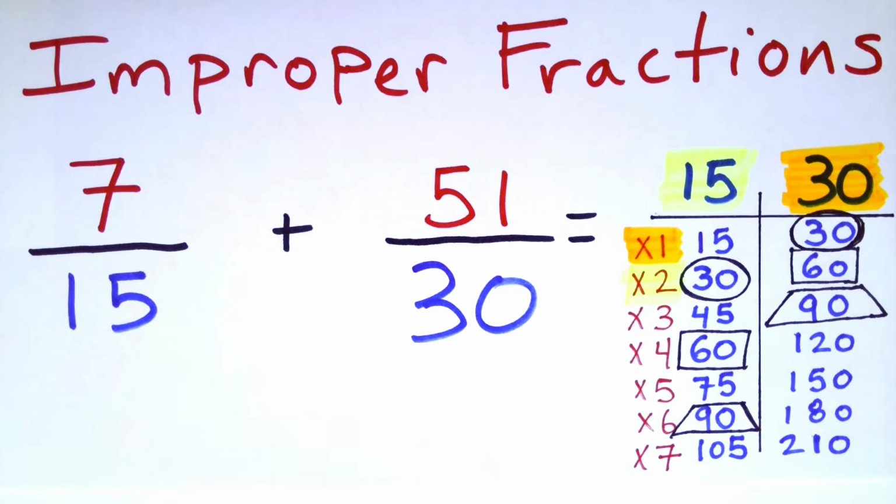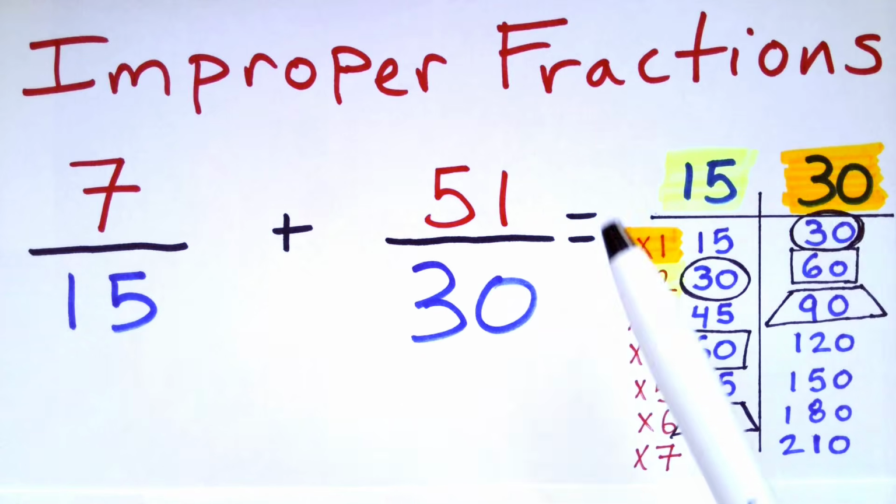In this part 24 video, I'm going to continue to work on adding and subtracting improper fractions. Let's jump right on in here to it. We have 7/15ths plus 51/30ths. Now, are the denominators the same? No. The bottom numbers are not the same, so we cannot add the numerators, or the top numbers, right? So we need to find a number that both 30 and 15 share.